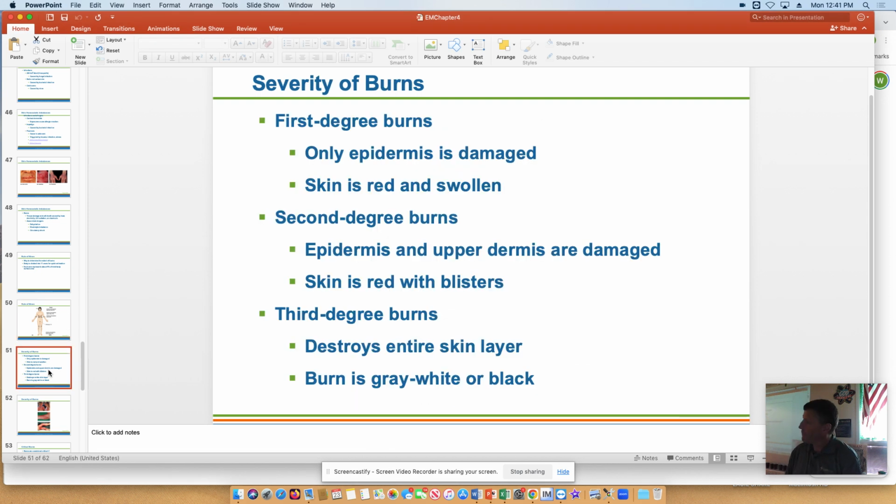So first degree, only the epidermis is damaged. Skin can get red and kind of puffy. Second degree, the epidermis and the upper dermis are damaged, and so now you have that fluid that comes to the surface. It's trapped under your skin. Skin is red with blisters. Then we have third degree burns, which destroy the entire skin layer, and the burn can even turn gray, white, or black.